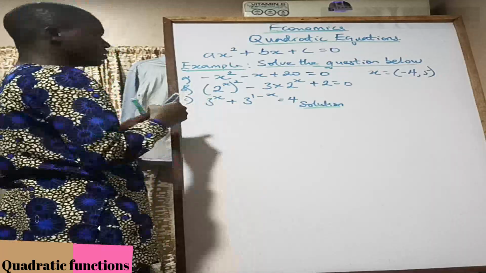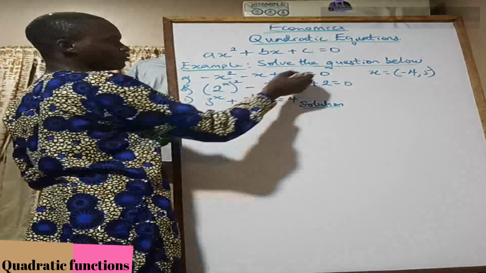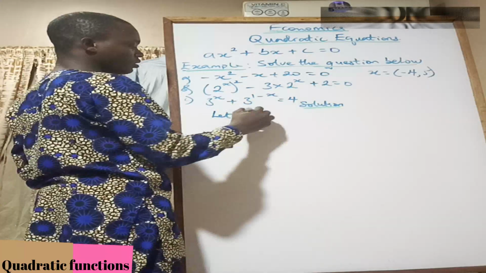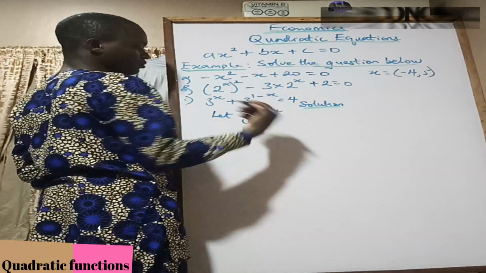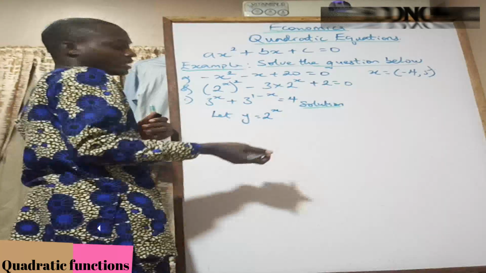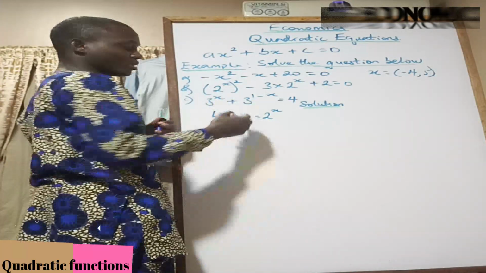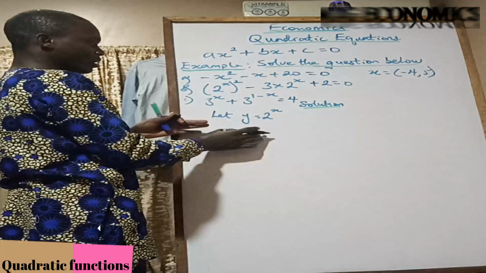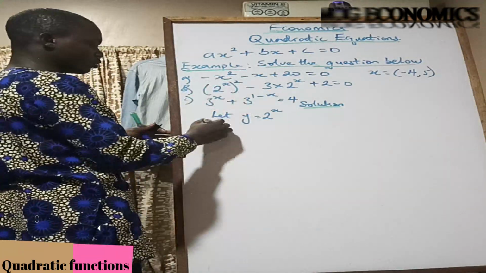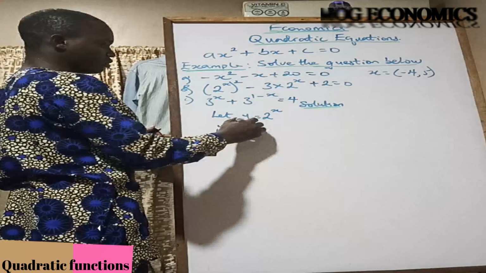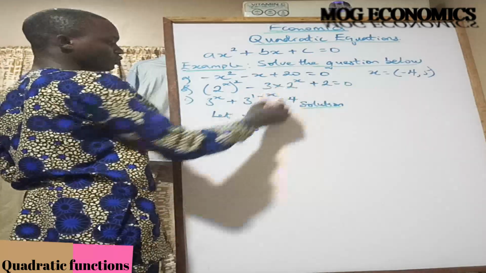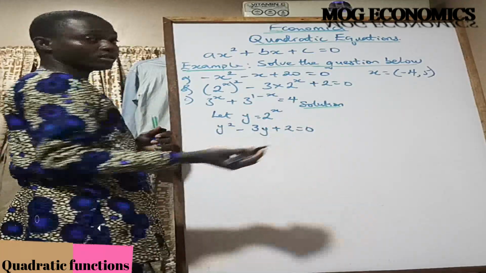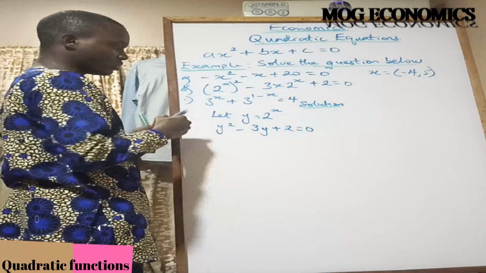So to make the whole thing simpler, since you have 2 raised by x, you can just do let y equals 2 raised by x. I don't want to use let x again because it is going to be confusing, like let x equals 2 raised by x. So use a different letter. Now that we have this, this is going to become y squared minus 3 times y, then plus 2 equals 0. Can you see how simple this is?